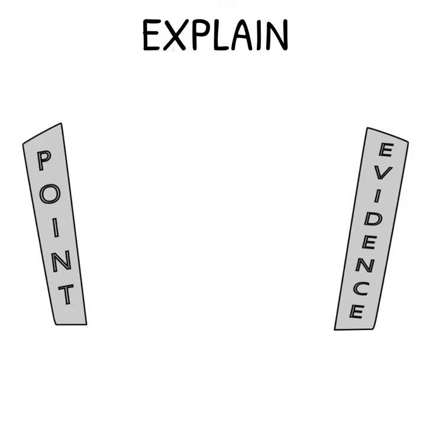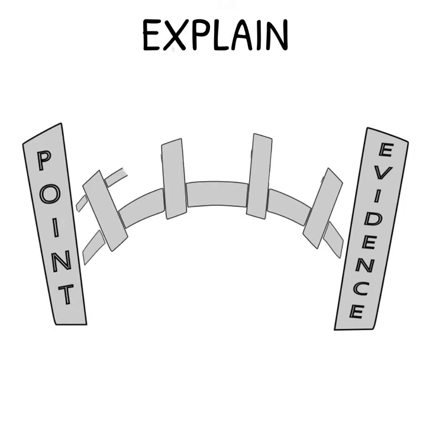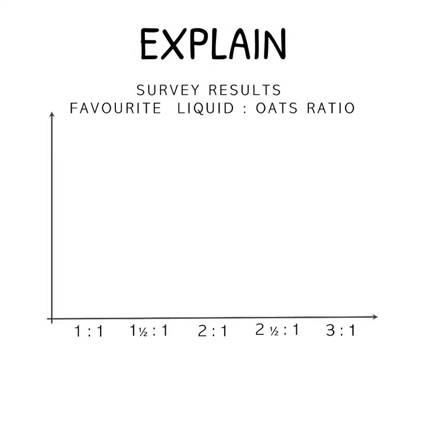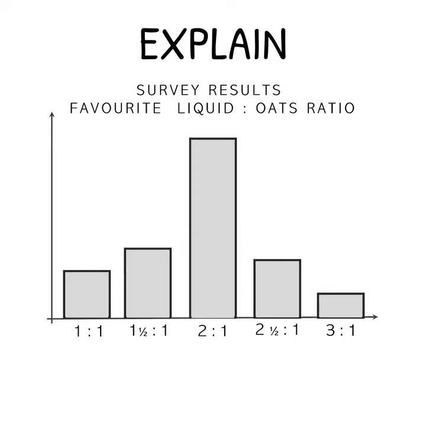The next step is explaining clearly why your evidence supports your point. The link may be obvious to you, and it's tempting to skip this step, but your audience may be confused, or even doubtful, so it's worth spelling it out. For example, you could say, although our survey showed some people like stodgy porridge, and some like it liquid, a clear majority preferred 2 to 1. So that's why we say it's the best ratio.